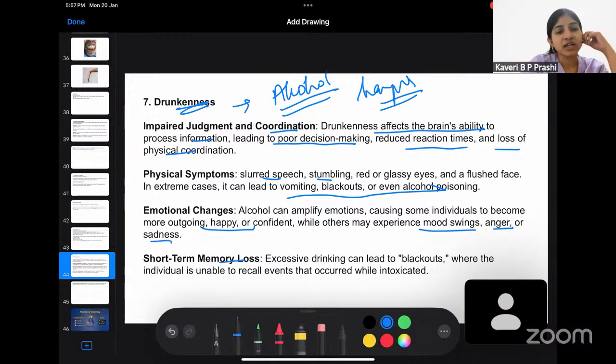There could be short-term memory loss as well. That is, excessive drinking can lead to blackouts. Imagine the person is drunk and has passed out somewhere, and the next day, if you ask him about what happened the previous day, he doesn't remember anything. He may not have any knowledge of what happened when he drank so much and underwent a blackout. He cannot recall any events which occurred when he was intoxicated.